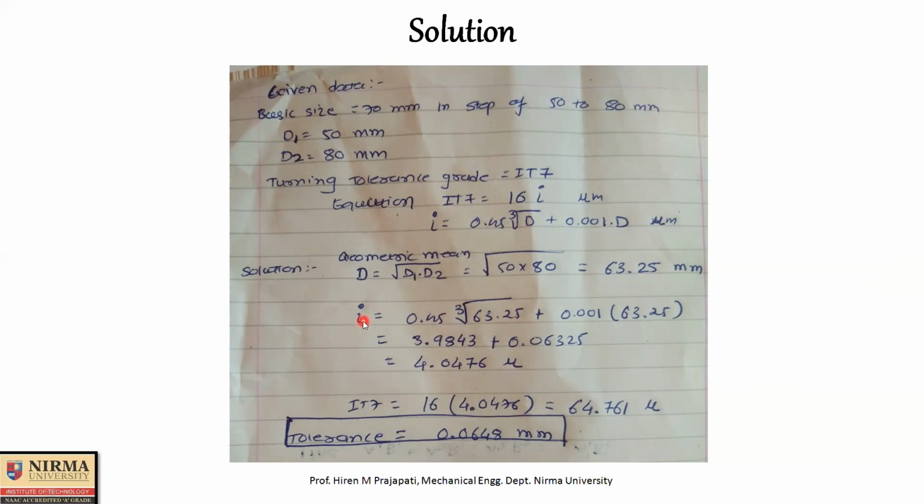So now let's put this value of small i in the IT7 equation, then the product of 16 into 4.0476 comes to 64.761 micron, and then this is our tolerance which we need to give on the shaft manufacturing. This much variation we need to allow. So tolerance is equal to 0.0648 mm. I have converted the micron unit into mm, so we need to divide this by 1000, then we get this value in mm.